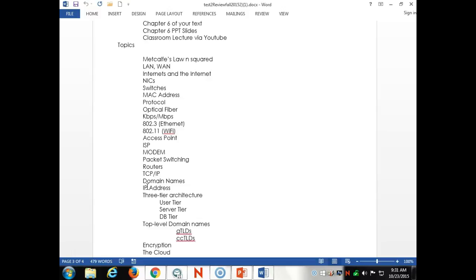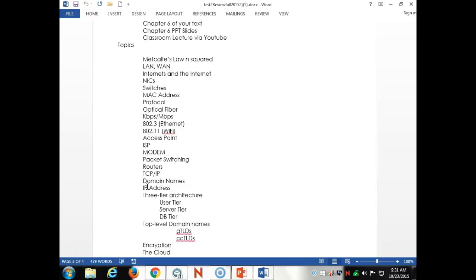ISP: we talked about the three major flavors of internet service providers that you could use in your home network, your small office or home network, based on the provider. Cable, DSL, what was the other one? Wireless or satellite, right? Those are the internet service providers. Modem stands for modulate, demodulate. It's that device that takes that signal and translates it for you.